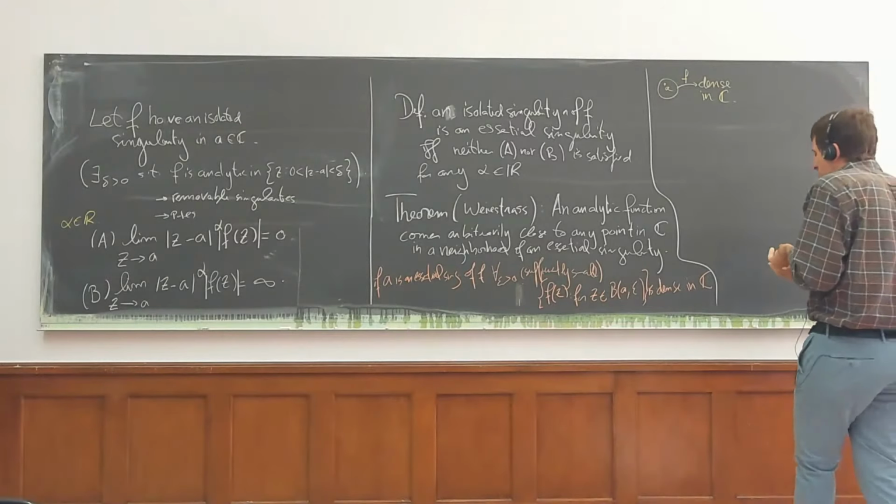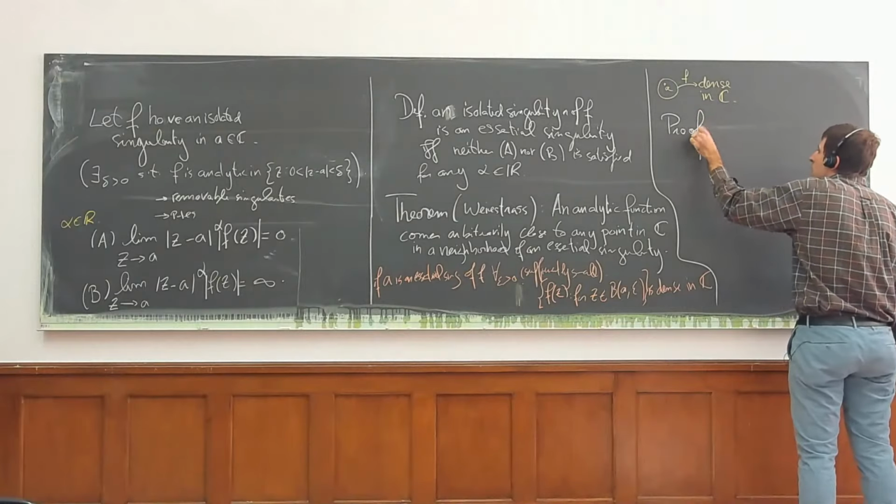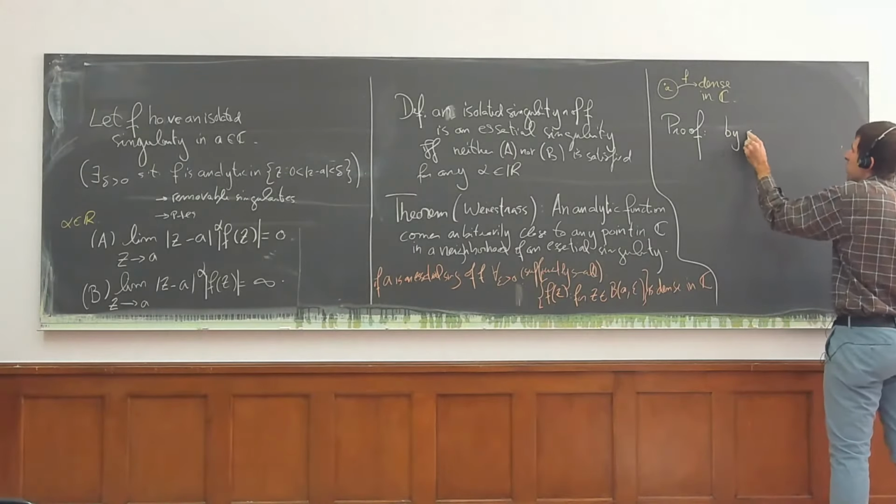Right. The proof of this is actually quite easy. Now the proof comes to us quite easily. Okay. So let's go by contradiction.